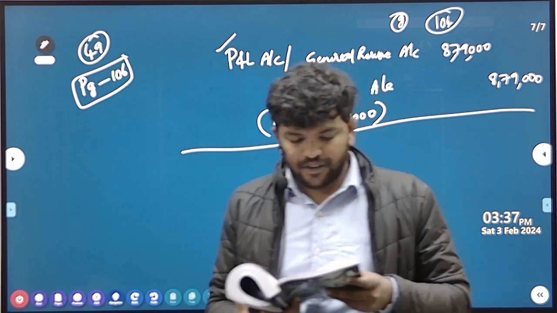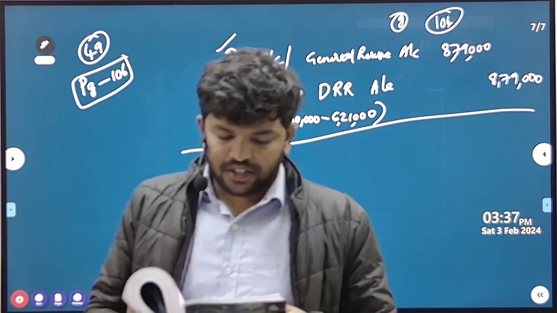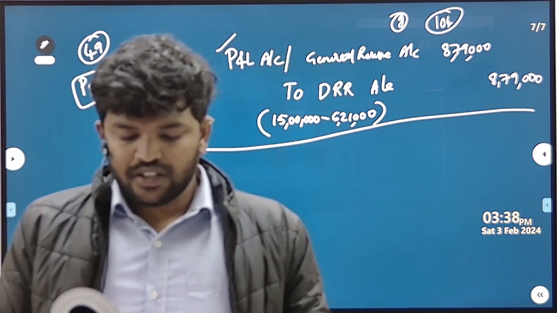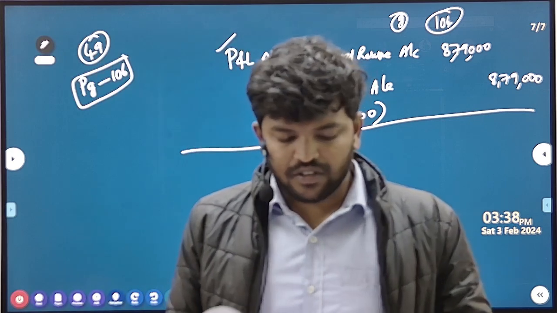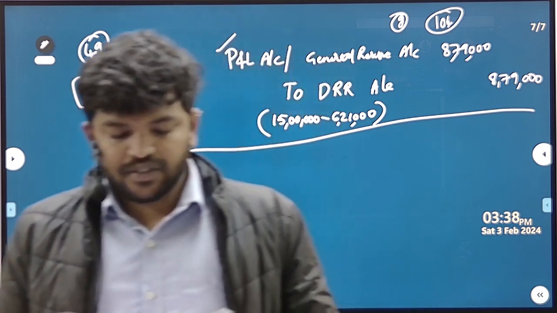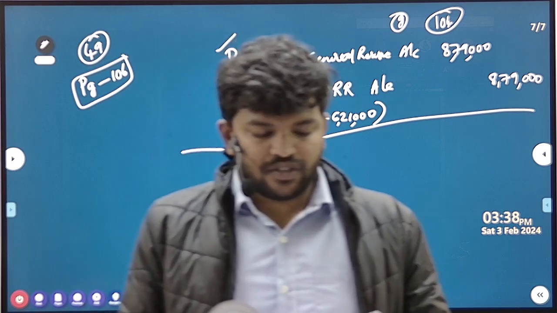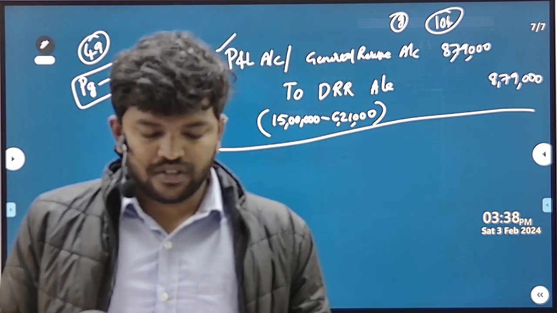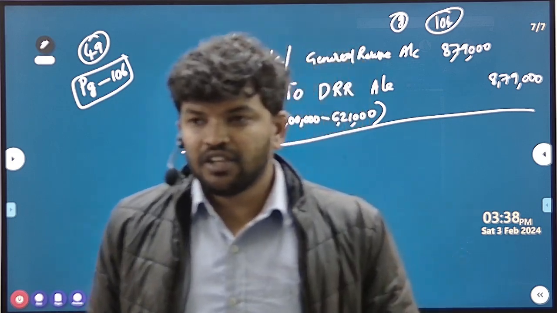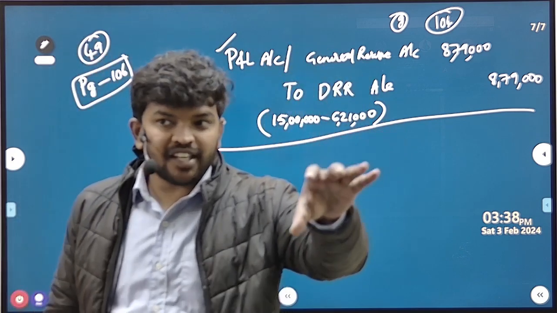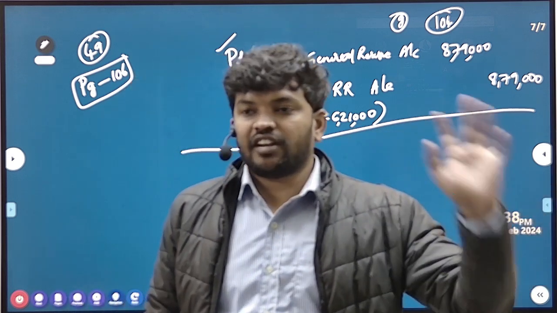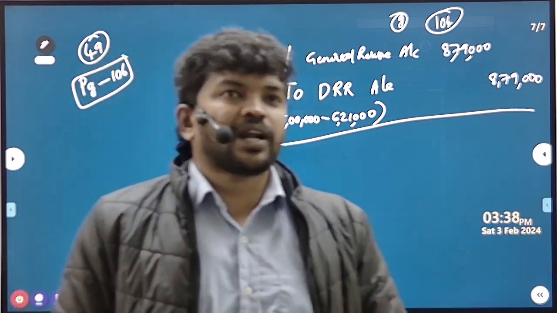Every company which is required to create DRR shall, on or before April 30 each year, invest or deposit a specified sum of not less than 15% of the amount of debentures maturing during the year ending on March 31st in any of the specified modes. Not less than 15%. So your DRR balance, minimum 15%, you have to invest anywhere. That is the rule as per Companies Act.